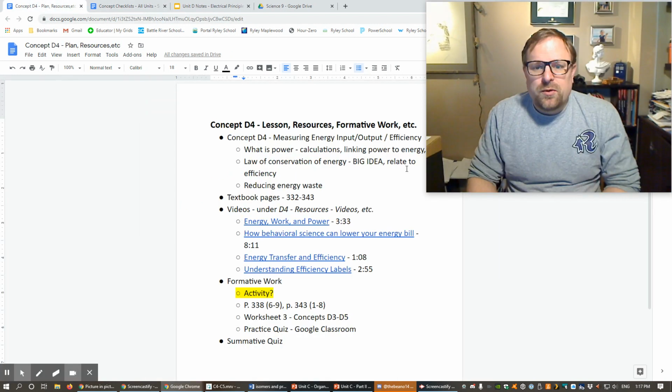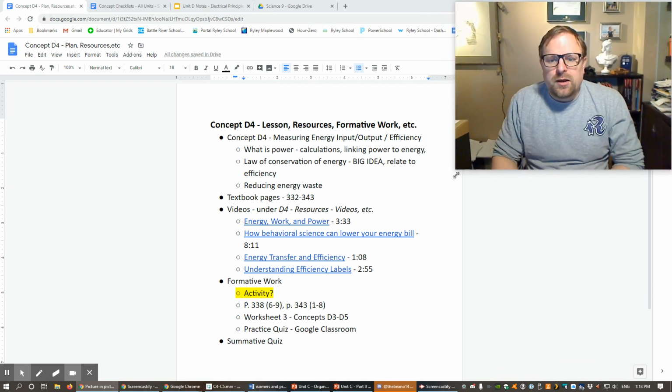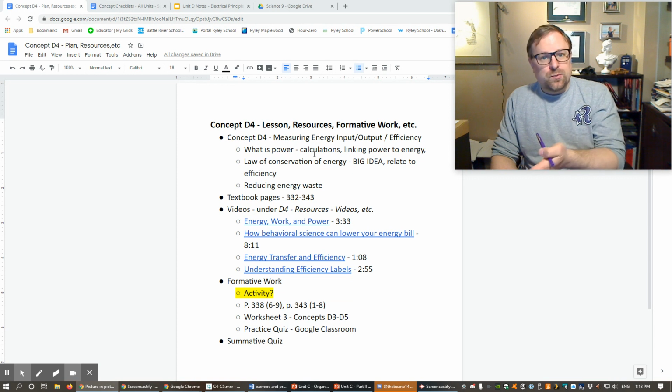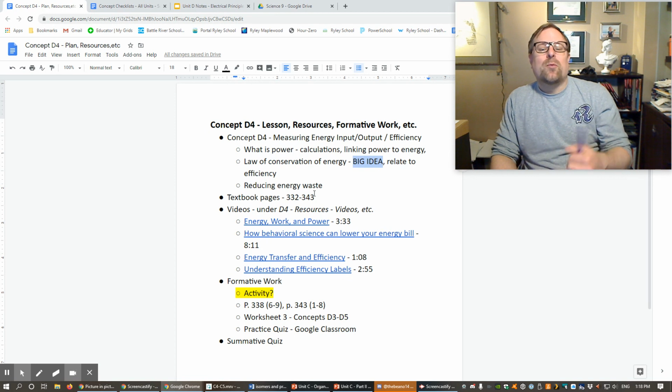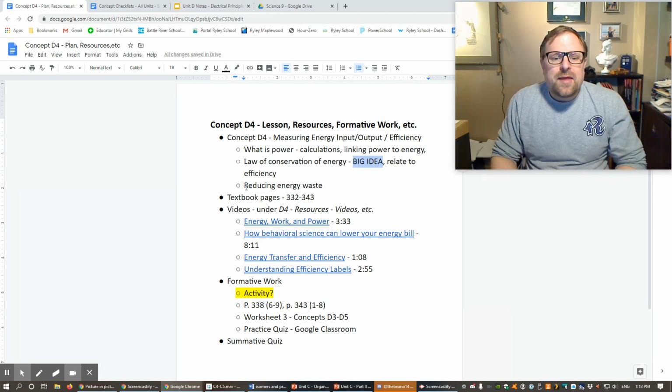I'm just going to switch the window here and show you that this is our general breakdown of what's going on in this concept. We're going to see what power is and discuss what power is, how we measure it, how we work with it. We're going to link power to energy. We've talked about energy before a few times. We'll talk about the law of conservation of energy, which is a big idea in science, so pay attention to that. And then we're going to relate energy to efficiency, and then we'll work with efficiency and play around with another way we can calculate efficiency. And then we're going to finally talk about reducing energy waste.